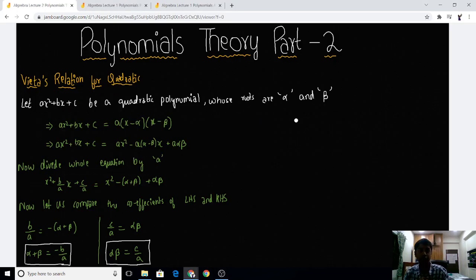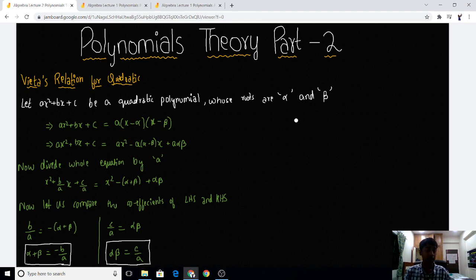Hi guys, in this lecture we're going to learn polynomials, and this is the second theory part of polynomials. It's going to be a bit heavy lecture maybe for a few students who have no idea about Vieta's relation, but for people who already know Vieta's relation, it's going to be a really interesting lecture, and it's going to be a short lecture on Vieta's relation.